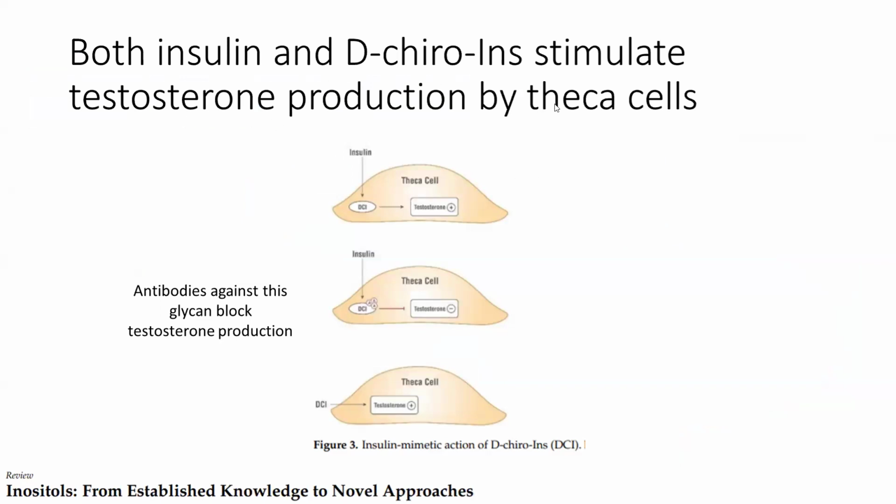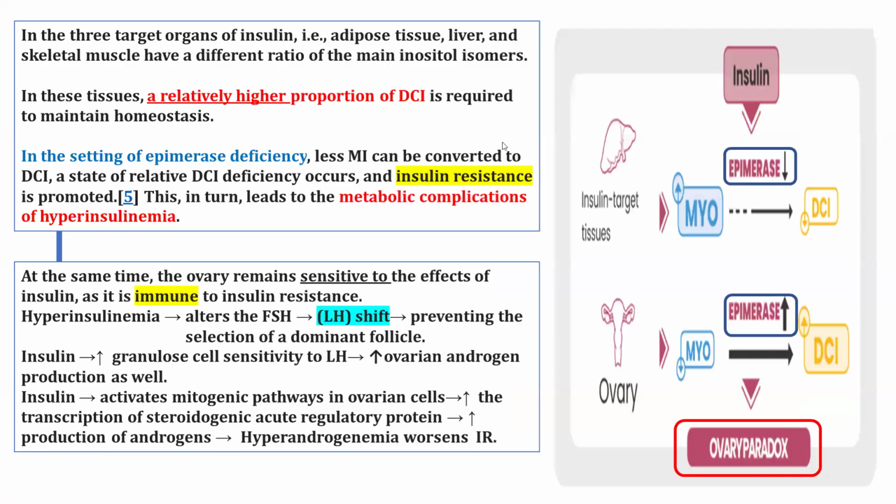Both insulin and D-chiro stimulate testosterone production. So insulin-mediated D-chiro function, or insulin acting directly on the theca cell, or the D-chiro on the theca cell will work. So there are different mechanisms of increased androgen production by D-chiro, which is insulin-mediated, and insulin is important for epimerization.